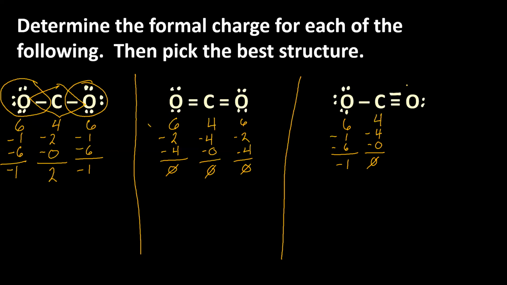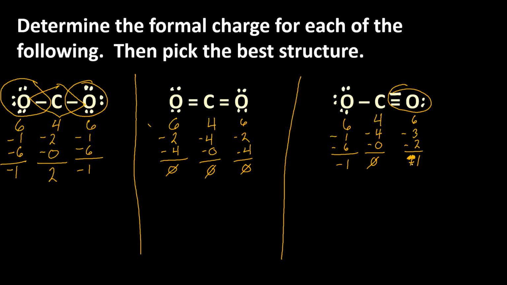And now let's look at this oxygen here on the right. It's 6, how many bonds? 3. How many electrons? 2. Wow, I was going to write 5. No, it's a positive 1. I'm going to write the positive just to stress it. You don't have to write positive signs.